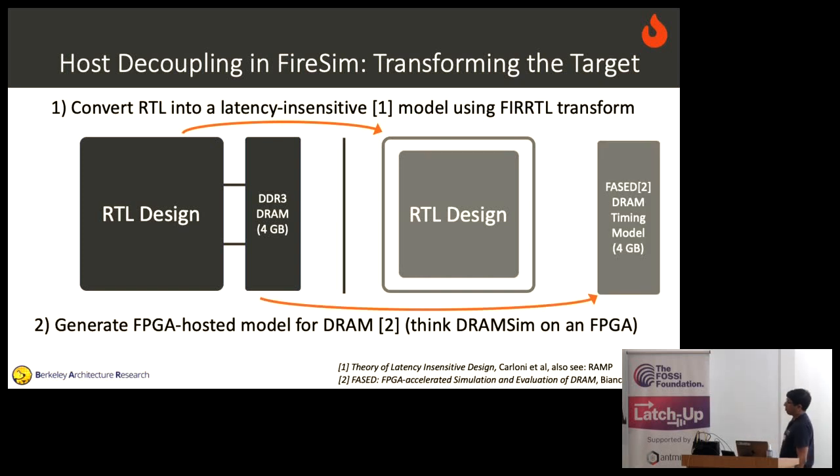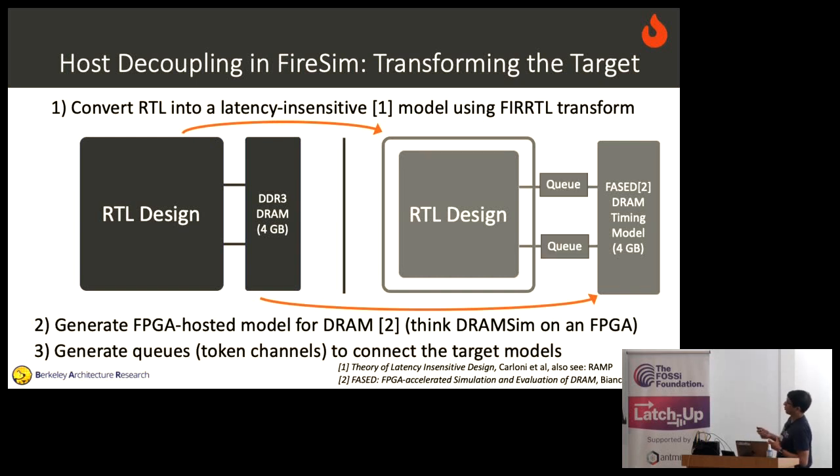Right? We're going to tack on models for various IOs. So for example, a DRAM timing model that will actually live on the FPGA fabric and present correct DRAM performance to the design. Then we're going to tie together your RTL design and all of these various models with this token queue mechanism that keeps everything synchronized, depending on how you distribute it.